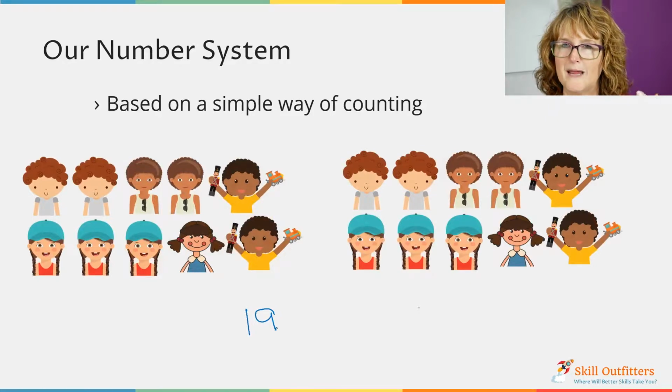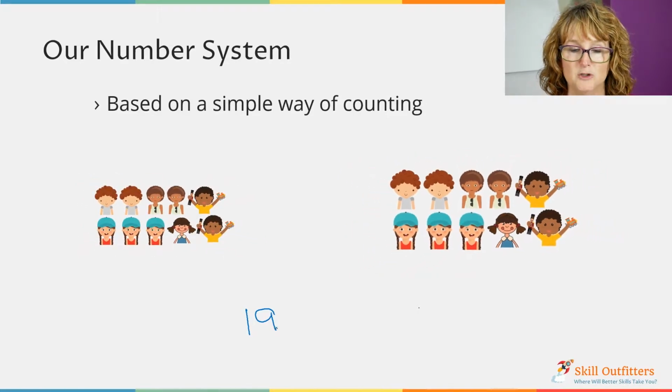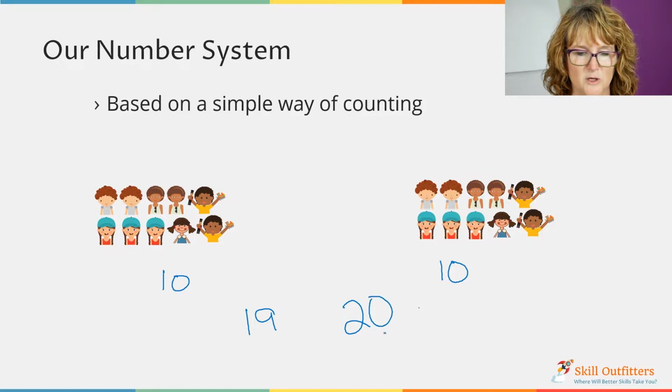Once again, we ran out of digits. When we add this last little kid, we then have to take these and group them into their groups of 10. So this group over here is one group of 10. This group over here is another group of 10. So how do we do that? Well, we call it a 20, right? A 20. We don't have any individuals, and we have two groups of 10.